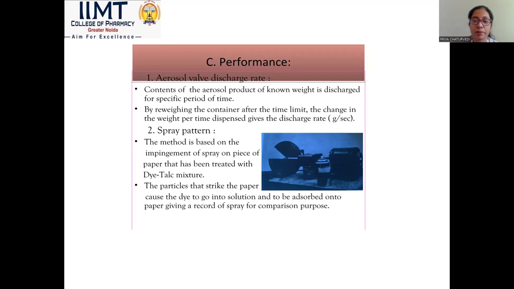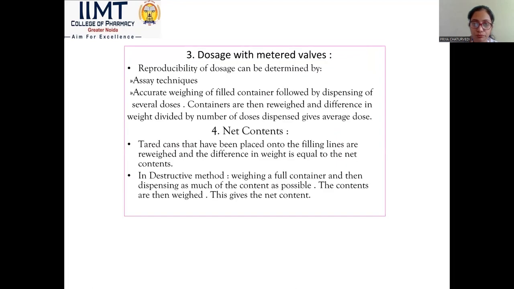Spray pattern. This method is based on spraying onto a piece of paper that has been treated with a dye talc mixture. The particles that strike the paper cause the dye to go into solution and be absorbed on the paper, giving a record of the spray for comparison purposes. Doses with metered valve: reproducibility of doses can be determined by assay technique and accurate weighing of filled containers. Net content: the tared cans placed onto the filling lines are reweighed, and the difference in weight is equal to the net content.